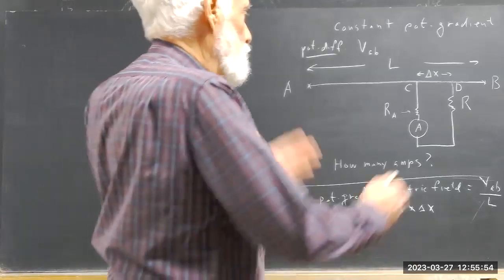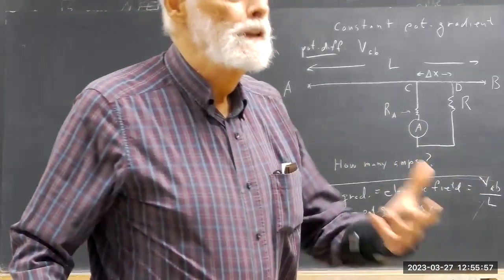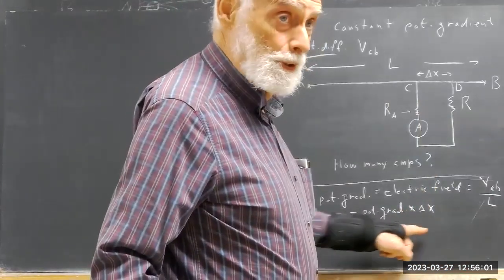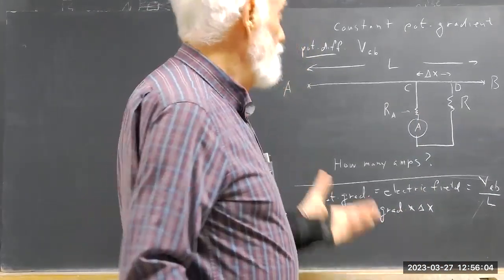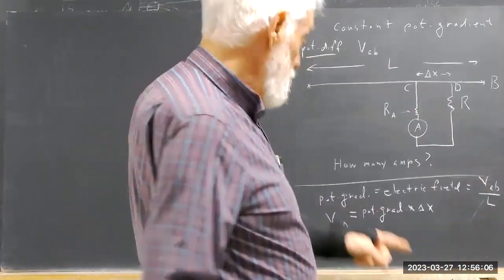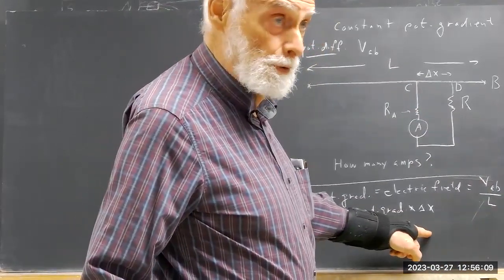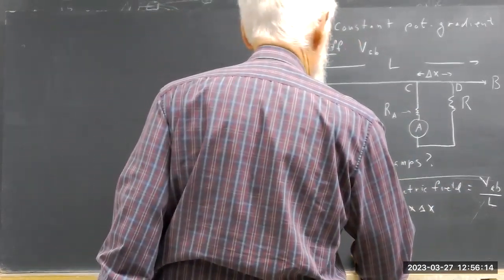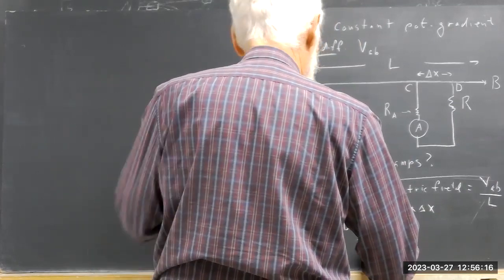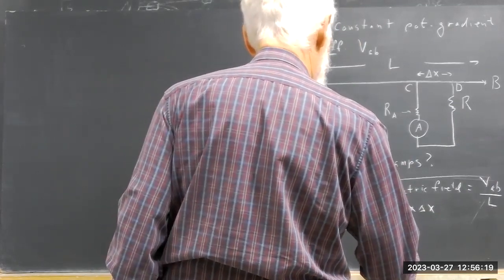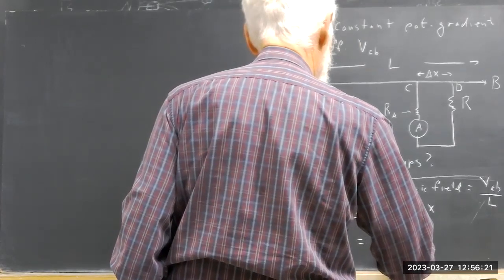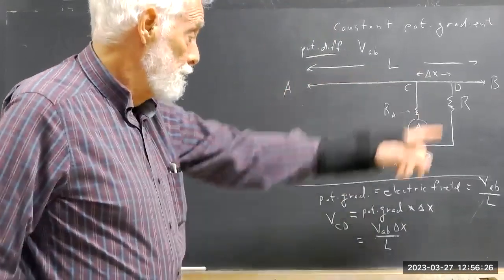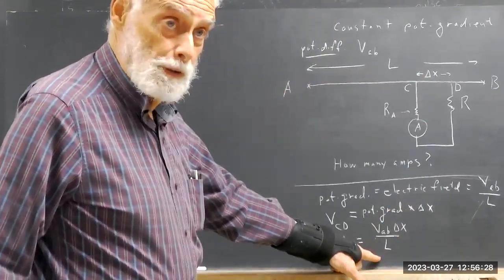Now, you want to think in terms of proportionality. When you have a constant potential gradient, you can do that, but more generally, this is going to be the case. And actually, if you had a changing potential gradient, you would have to integrate the potential gradient with respect to X. Make sure you understand that. But in this case, everything's simple. The potential gradient is just going to be potential VAB times delta X over L.